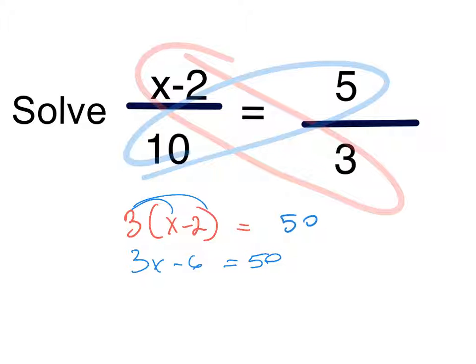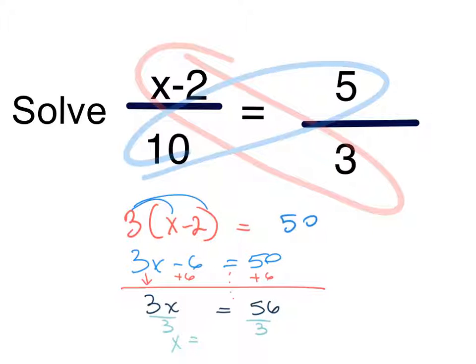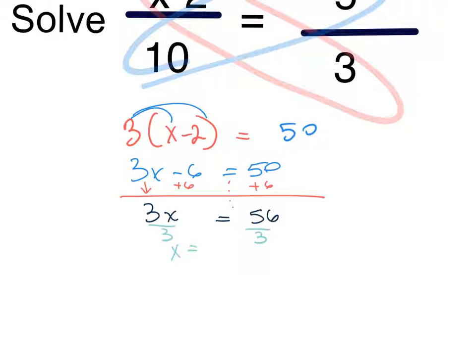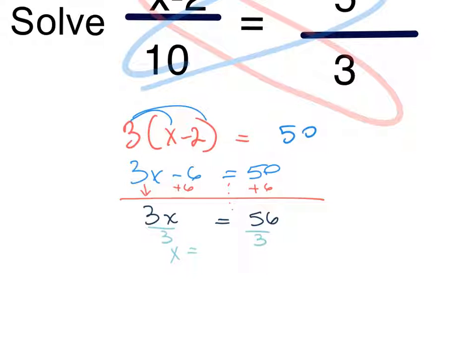And from there, add 6 to both sides. And you get 3x is equal to 56. Now I am going to divide by 3. And I get x is equal to, if you use your calculator, you would get a repeating decimal. So 56 divided by 3 is 18.6 repeating.